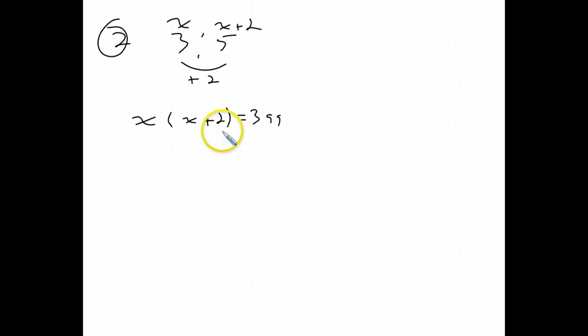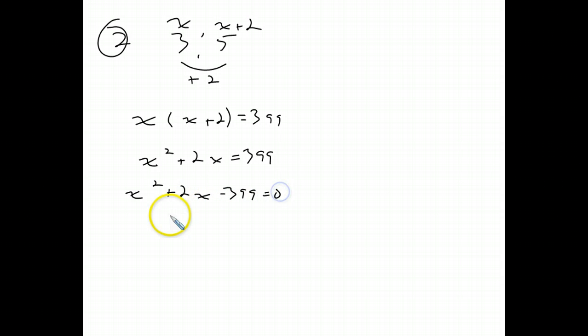These things are parentheses. When you see parentheses, go ahead and distribute. So x squared plus 2x equals 399. Make it equal to 0, subtract your 399 from both sides. So x squared plus 2x minus 399 equals 0. And we can double bubble this thing.